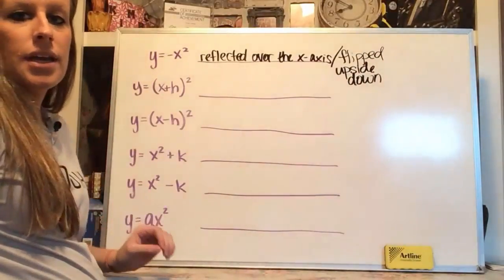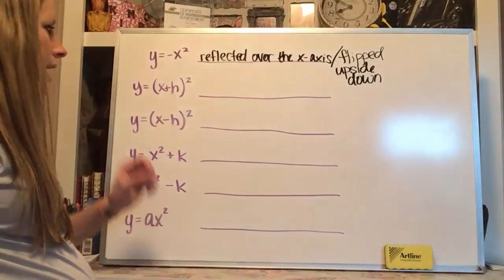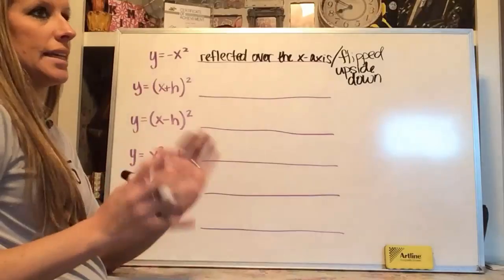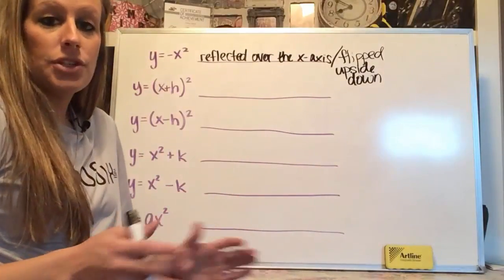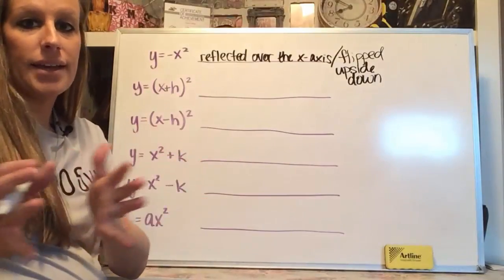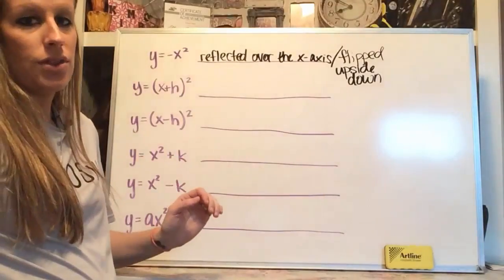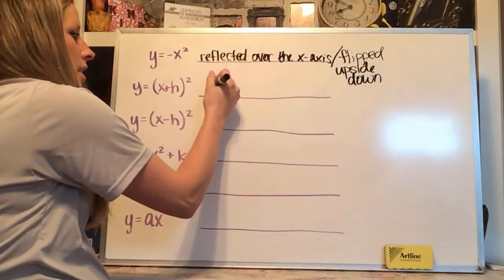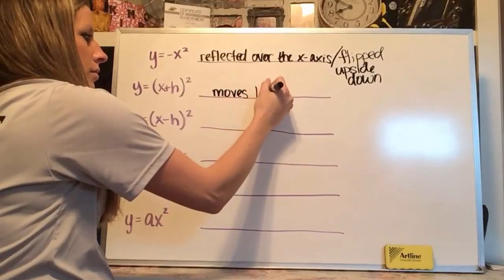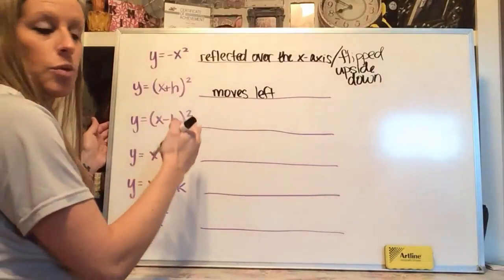Okay, the next one, if I have (x plus h) in parentheses and the squared outside, we talked about how if it's inside the parentheses, it's going to move it left or right because it's with the x. Anytime it's with the x, it's going to move on that x-axis, right? But it does the opposite of what you think. So the plus h is actually going to move it left, whatever that number is. The minus h will move it to the right.